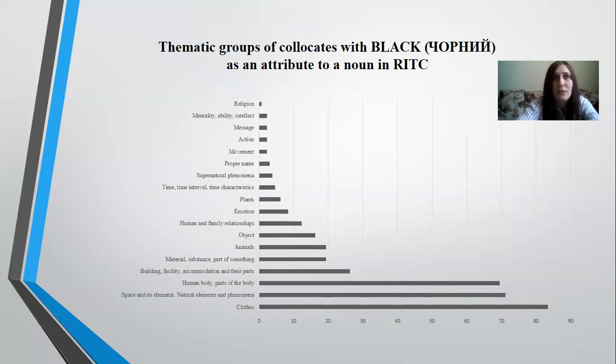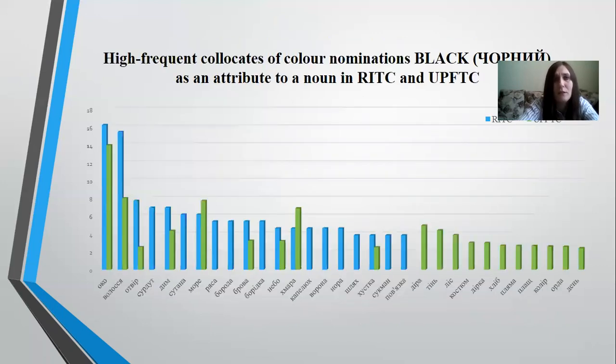The analysis of these thematic groups demonstrates that this color nomination is mostly combined with the notions of clothes, space, natural elements and phenomena, and human body parts. The figure presents high-frequency collocates of the color ЧОРНИЙ. The 20 most frequent collocates are taken into consideration. The empirical t-value of frequency is 6.2. This value is in the zone of determinacy. It can be presented as an idiolect marker.